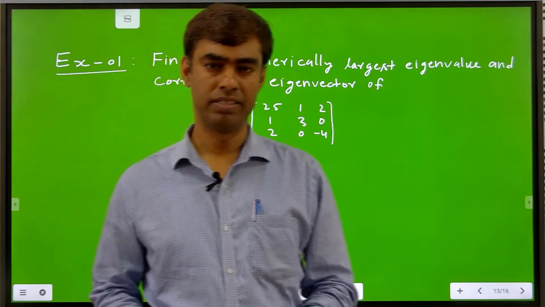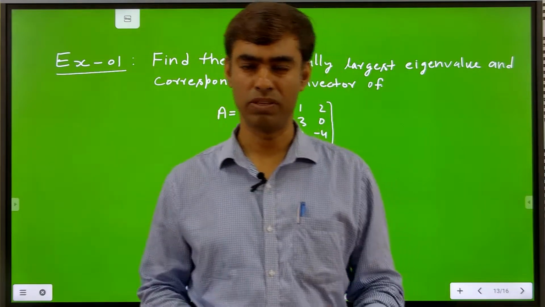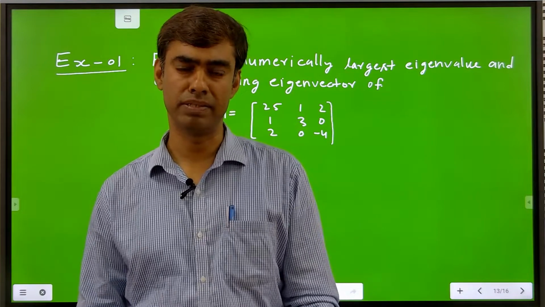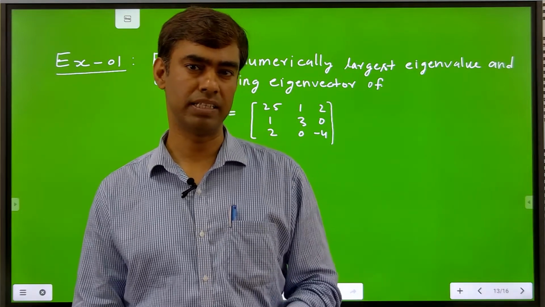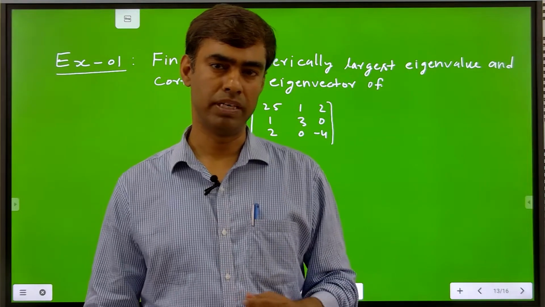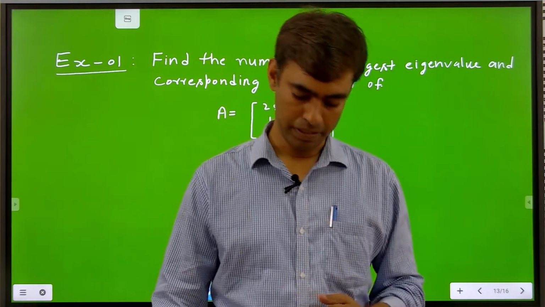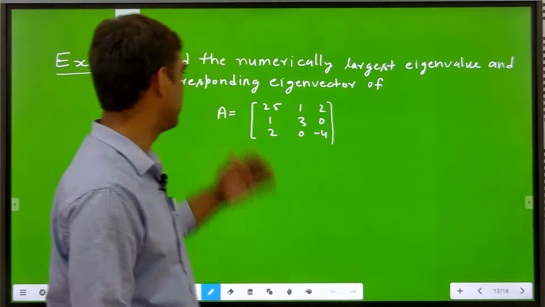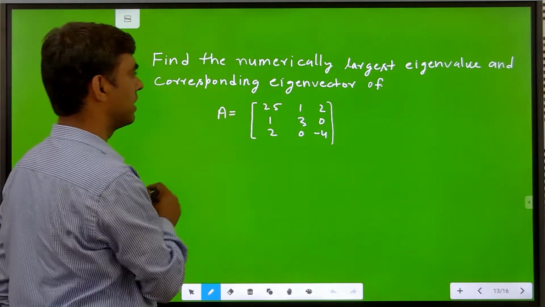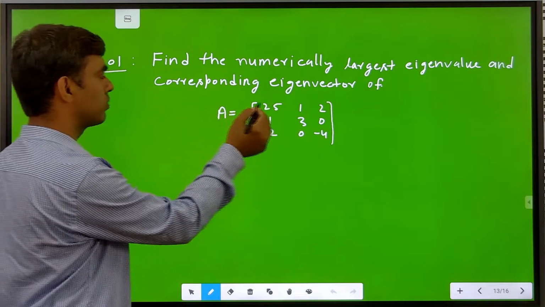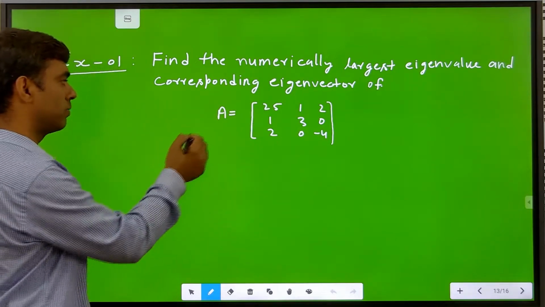Hello student, today we are going to solve one numerical example based on the power method, meaning how we find a numerically largest eigenvalue with the help of the power method. So, here the problem is: find the numerically largest eigenvalue and corresponding eigenvector of a matrix A.